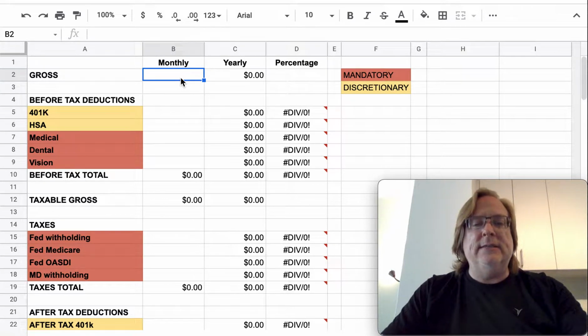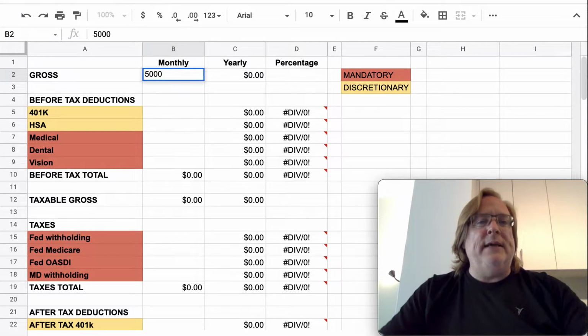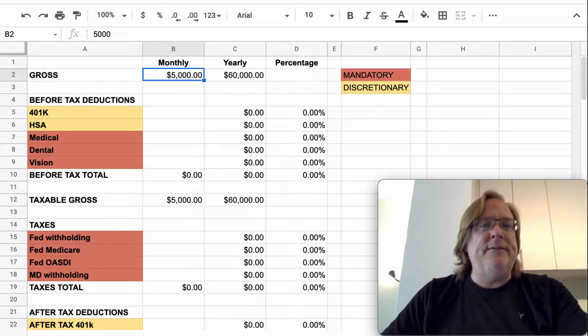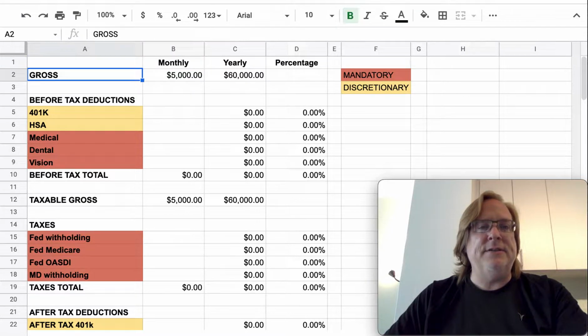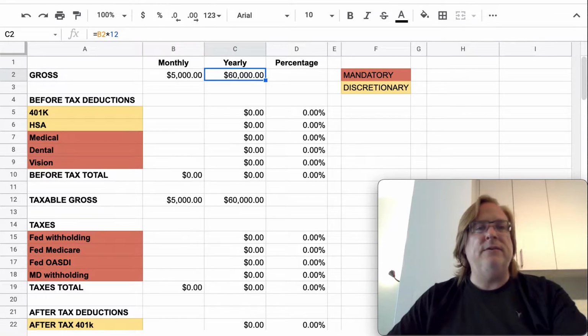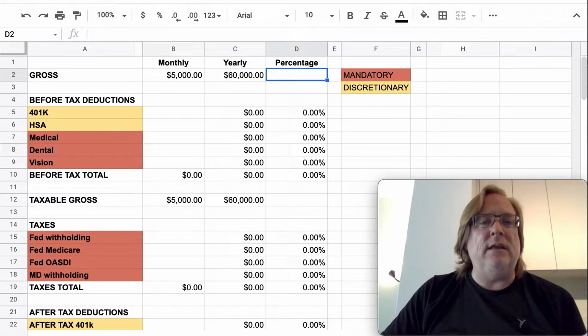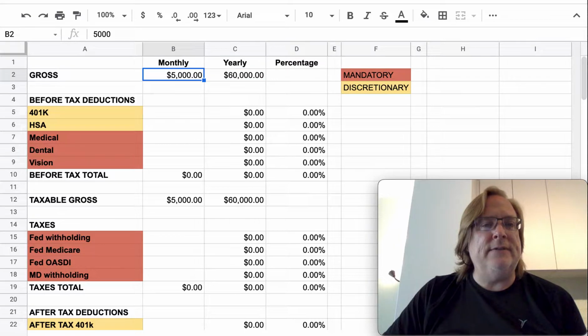All right, so let's say that a person makes $5,000 monthly. That's their gross. And you can see that that's just a regular text field. You enter in this number. Obviously, these text fields are nothing special. They just contain words. Here, the yearly is just a simple formula. It's B2 times 12. So you're just getting your yearly gross income. Well, there is no percentage there for that one.